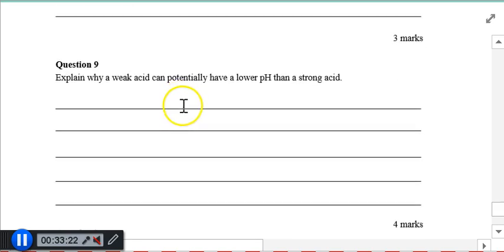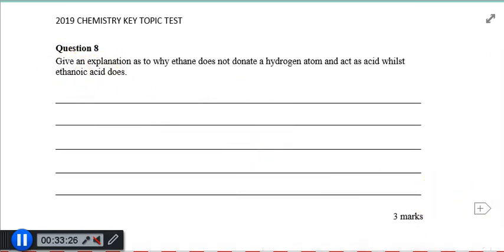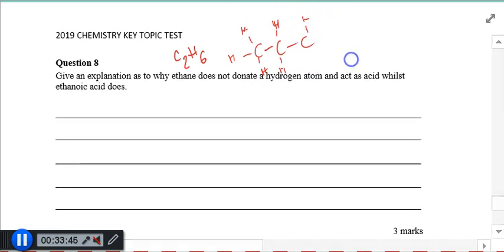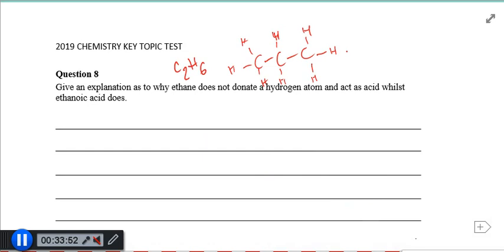Okay, we've got 10 minutes left to do 2 questions, 7 marks. Give an explanation as to why ethane does not donate a hydrogen atom and act as an acid, whilst ethanoic acid does. Ethane. So back to organic chem. Ethane is your hydrocarbon here. None of these protons here are acidic. That is, they're not readily given away, okay? So these carbon-hydrogen bonds on hydrocarbons are pretty strong in terms of reactivity with water and stuff.